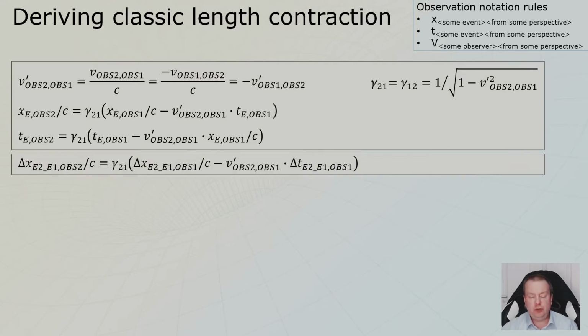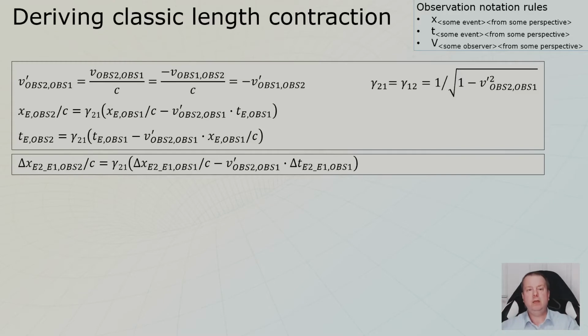If you would take two events number 1 and 2, and you would subtract the x location through the eyes of observer 2, divided over c, you will see that you get back the same equation, the same Lorentz transformation, but now with the deltas in there. So you can just put deltas, right? So this is what I did for the location.